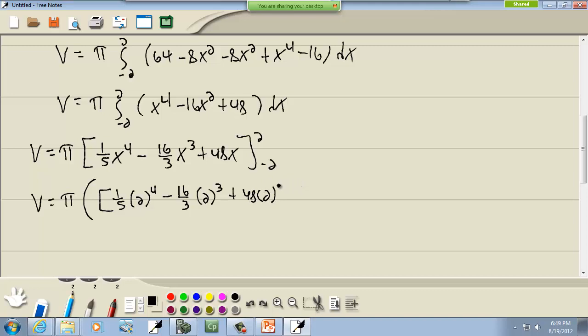Minus, and then we'll plug in negative 2. So we got 1/5 times negative 2 to the 4th minus 16 thirds times negative 2 to the 3rd plus 48 times negative 2.